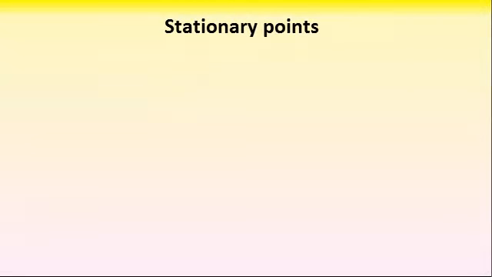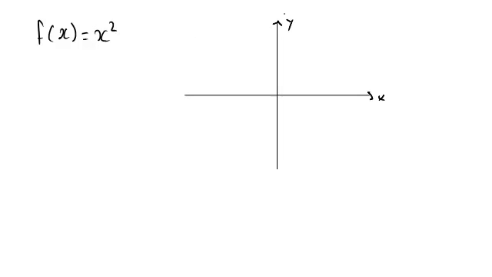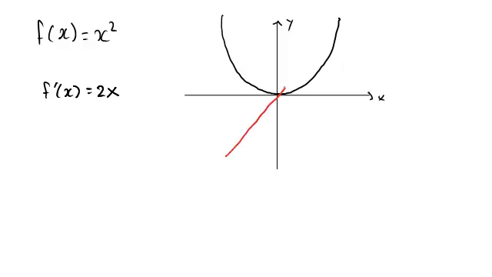This lecture is about stationary points for functions of several variables. If I have a function of one variable, such as f of x equal to x squared, then we can plot this function. The graph of this function looks something like this. The derivative of x squared is 2x, which is a linear function whose graph is something like this.